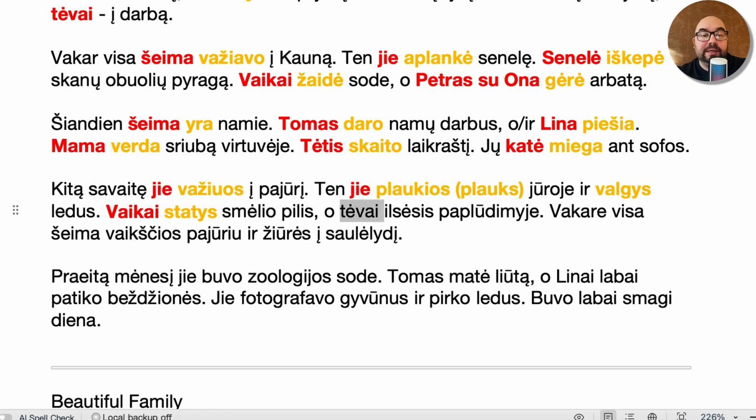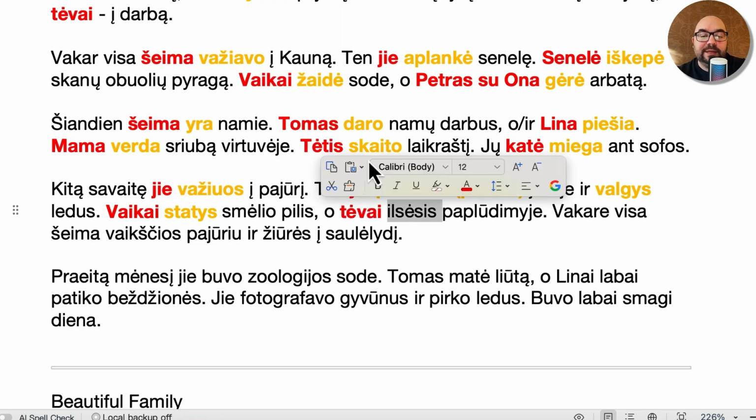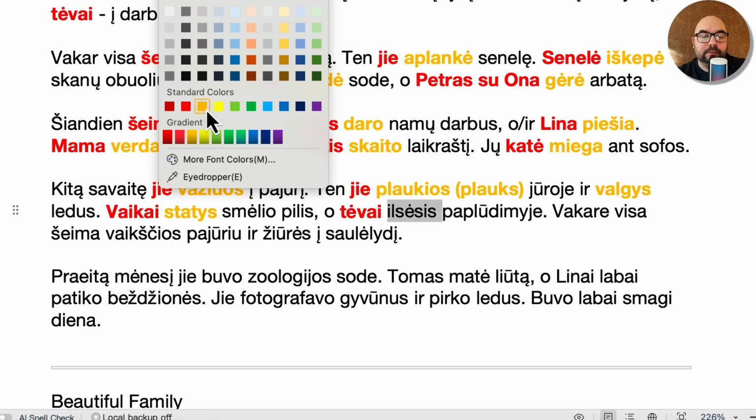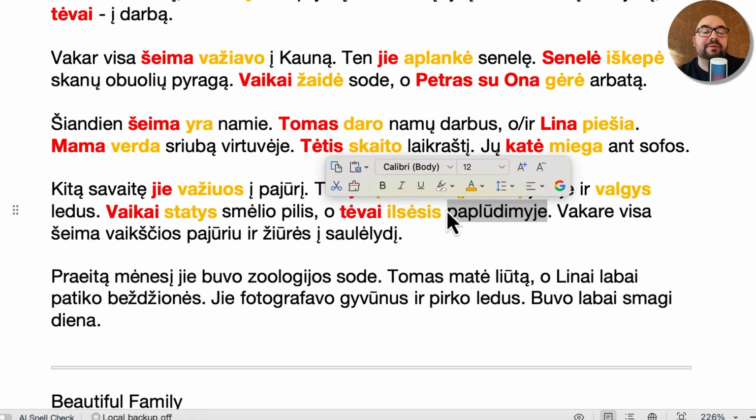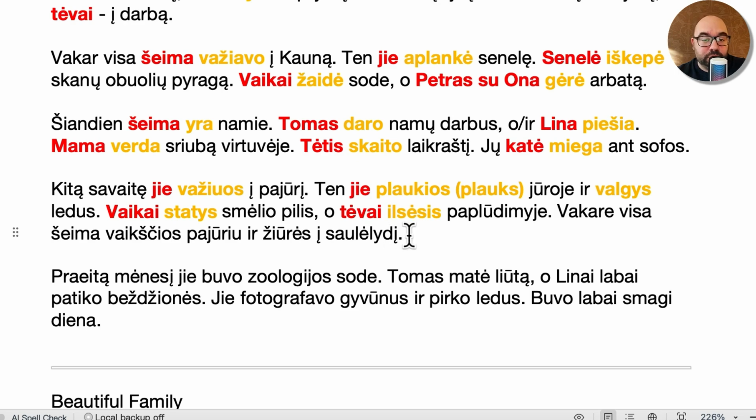O tėvai ilsėsis, the parents ilsėtis, that means to relax. Ilsėsis paplūdimyje. Paplūdimyje, that means the beach. O tėvai ilsėsis paplūdimyje. Vakare visa šeima vaikščios pajūriu ir žiūrės saulėlydį.